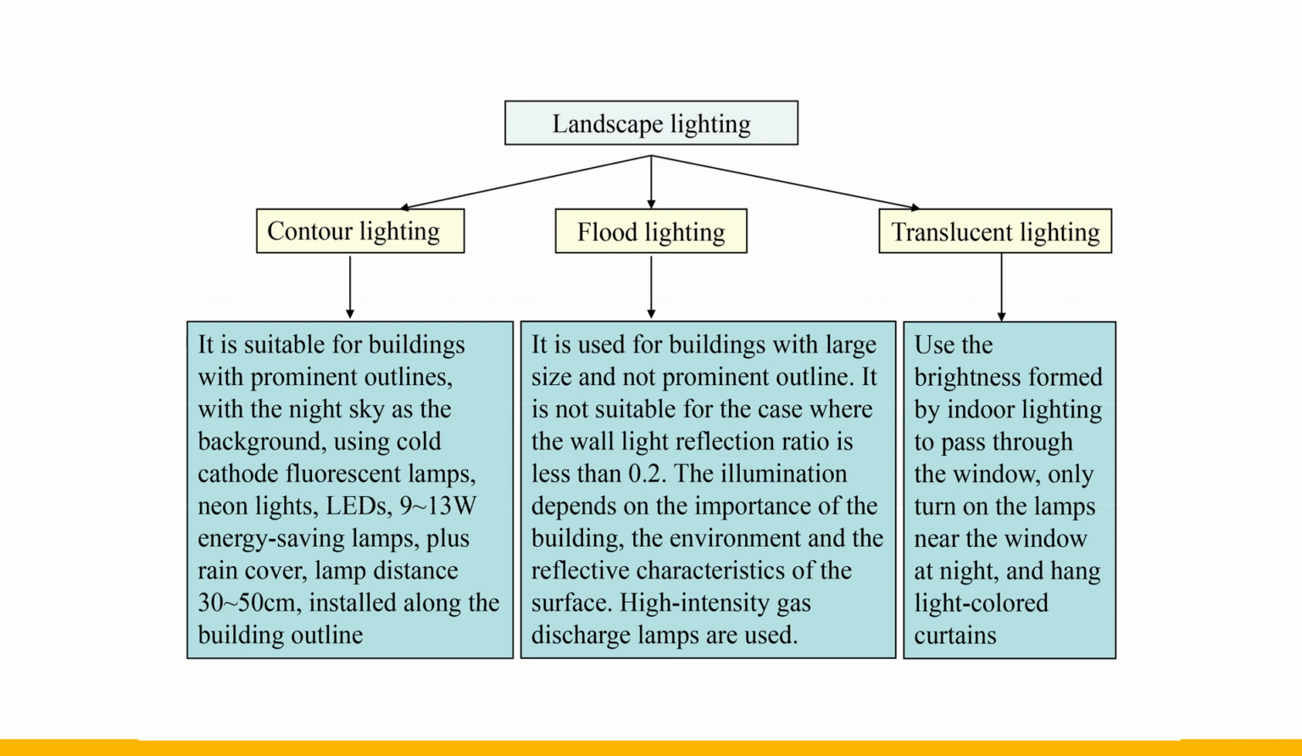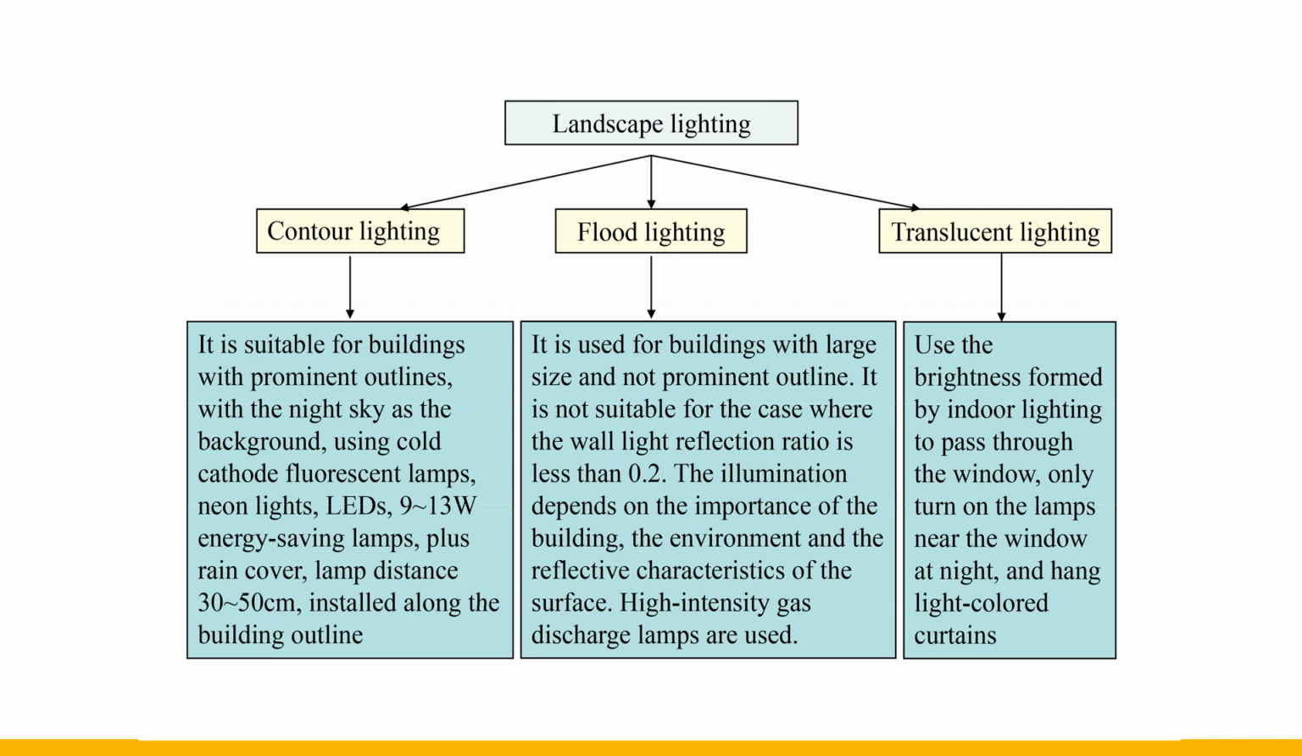It is suitable for buildings with prominent contours. Generally, cold-cathode fluorescent lamps, neon lights, LED lights, and general receiving lamps of 9 to 13 watts are used, with a ring cover added. The lamp distance is 13 to 15 cm, and they are installed along the building contour.